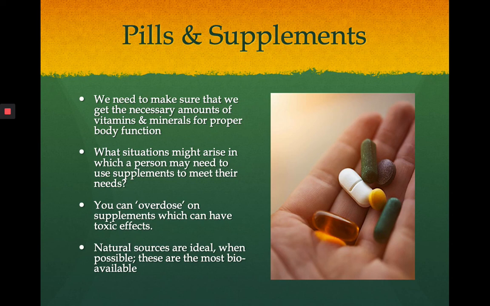Natural sources, of course, as I mentioned, are ideal whenever possible because these are the most bioavailable. That means if you had the option of taking a vitamin C pill or eating a pepper, hopefully you would choose the pepper if that's available to you, because in addition to the vitamin C, there's lots of fiber in there. There's other vitamins, minerals, nutrients available to you that are beneficial to you, which you can't get in a pill. And it's also made to be digested more effectively than the vitamins and minerals you would find in the pill.